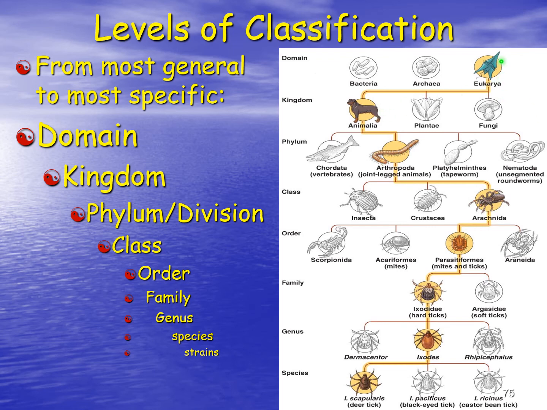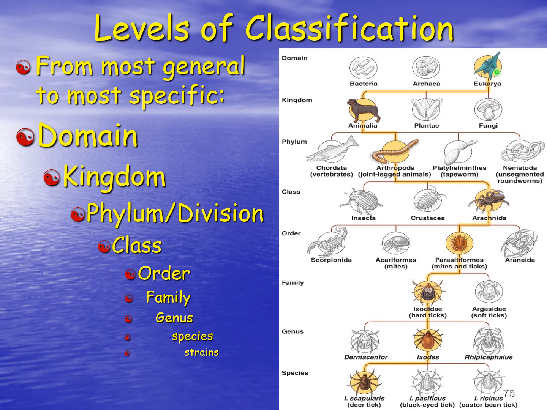So if I've identified something as a eukaryotic organism, and it's not a plant, it's not a fungus, it's not a protozoan, it's an animal, then I can look under the phyla: Chordata, Arthropoda, Platyhelminthes, Nematoda. And each one of these has specific categories. So Chordata means it has a backbone. Arthropoda, joint-legged animals. Platyhelminthes, segmented worms, and the Nematoda are unsegmented worms.